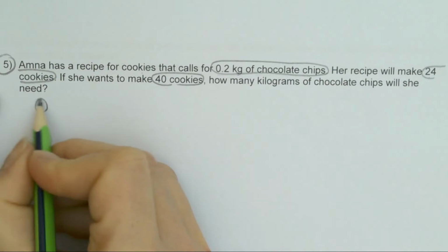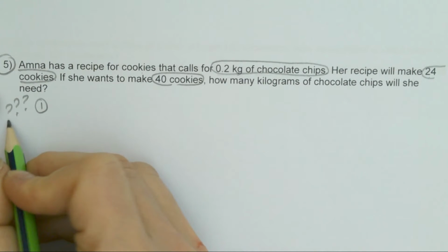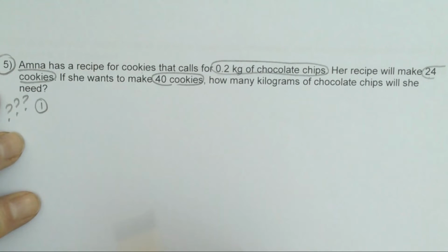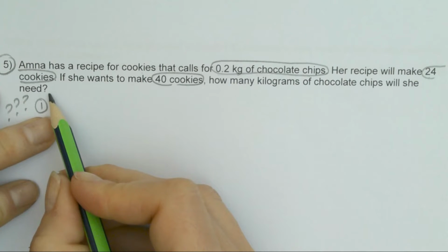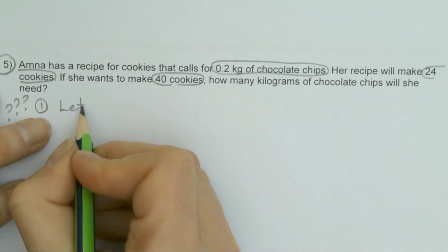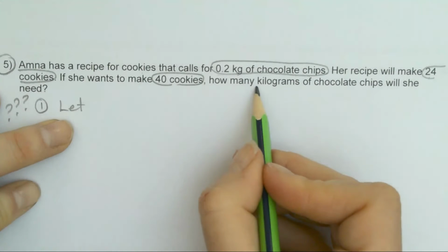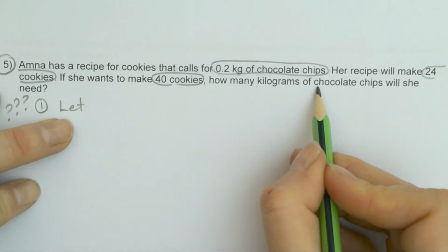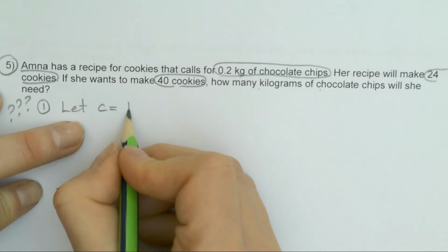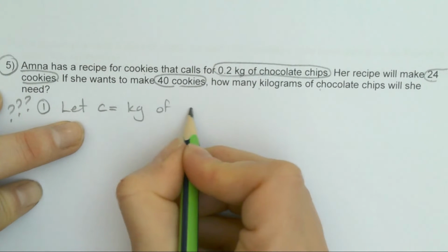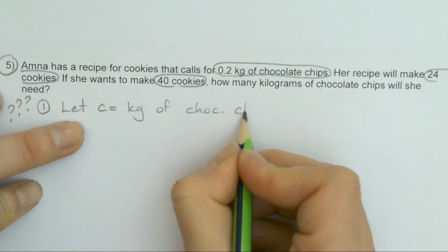So step 1 is we say, what do they want? What are they looking for? How many kilograms of chocolate chips will she need? So I have to say, I can use K for kilograms, C for chocolate chips. So let's use C. Let C represent the kilograms of chocolate chips.